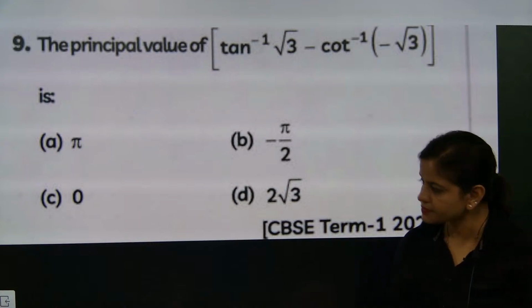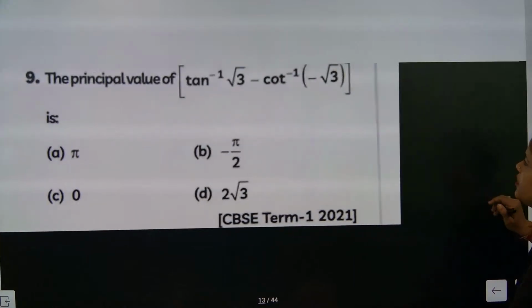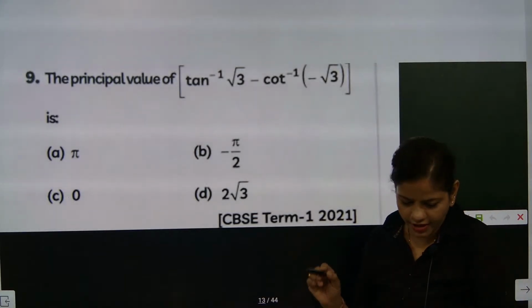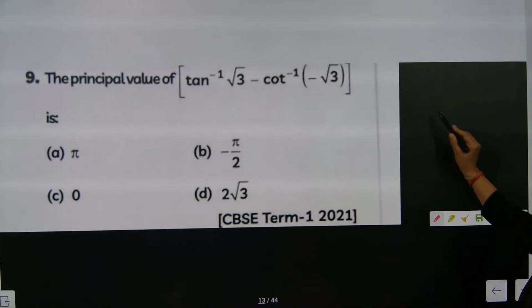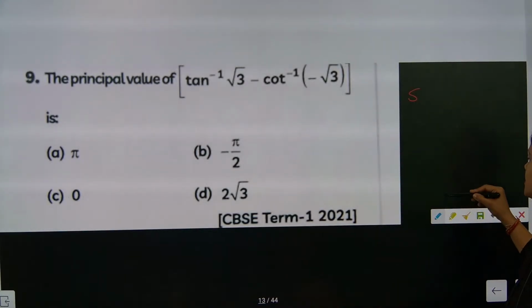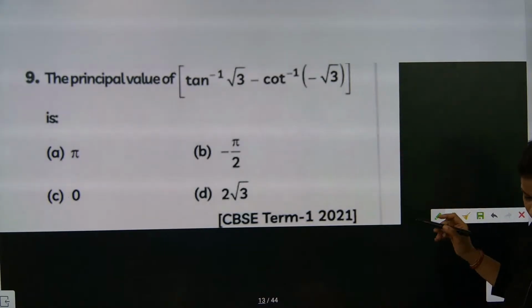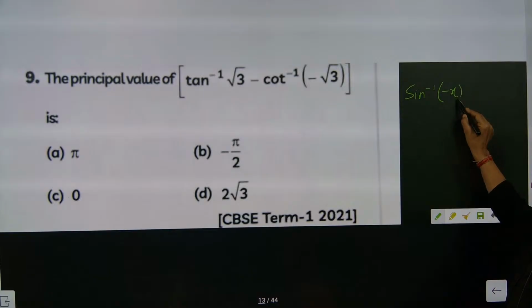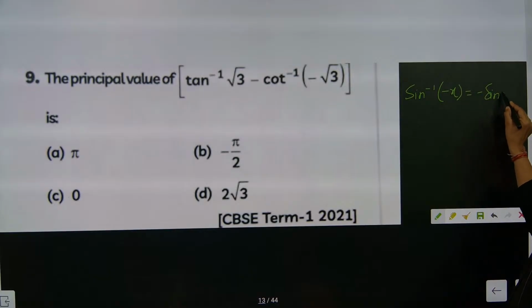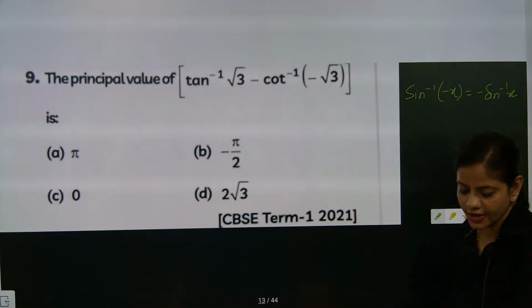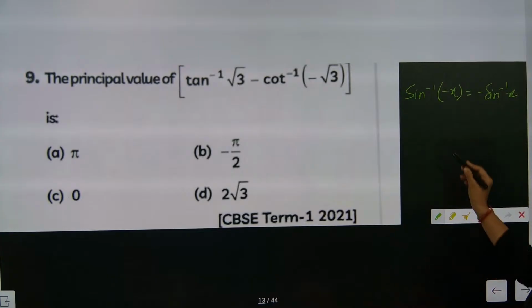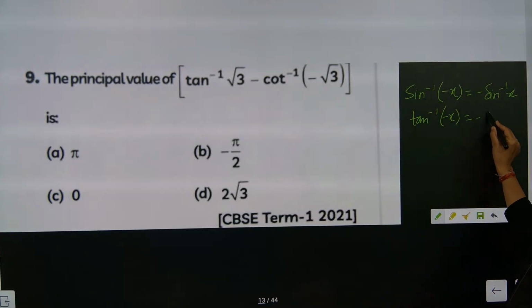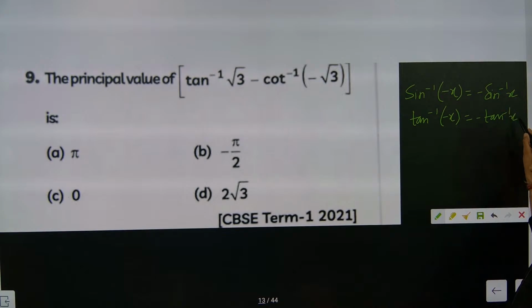See, one formula I am giving you. One time, please remember this part. This formula is important. Sine inverse of minus x is minus sine inverse x. This will be useful, beta. Second, if somebody gives you tan inverse of minus x, you can write minus tan inverse x.